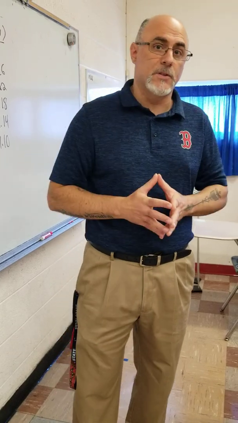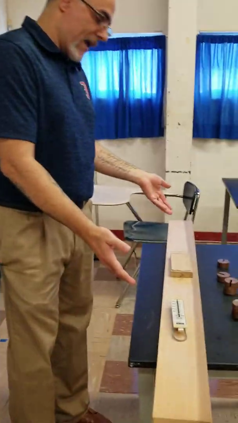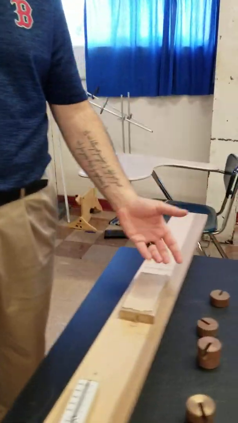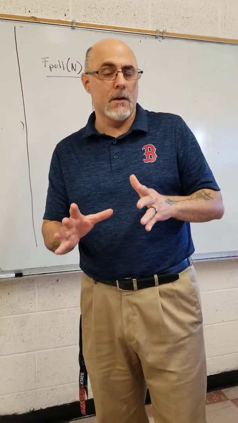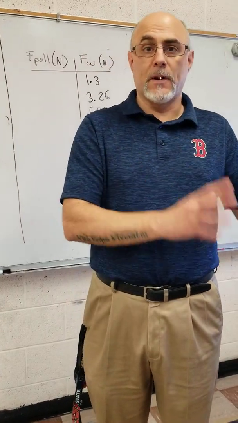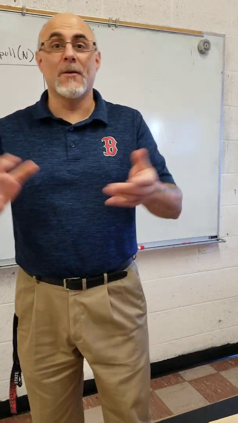So the first thing that we have to do is determine the coefficient of kinetic friction for wood on wood. I have here a wooden plank and a wooden block. And again, we covered what's happening here in terms of free body diagrams in the lecture previous to this, but we're going to now demonstrate this.